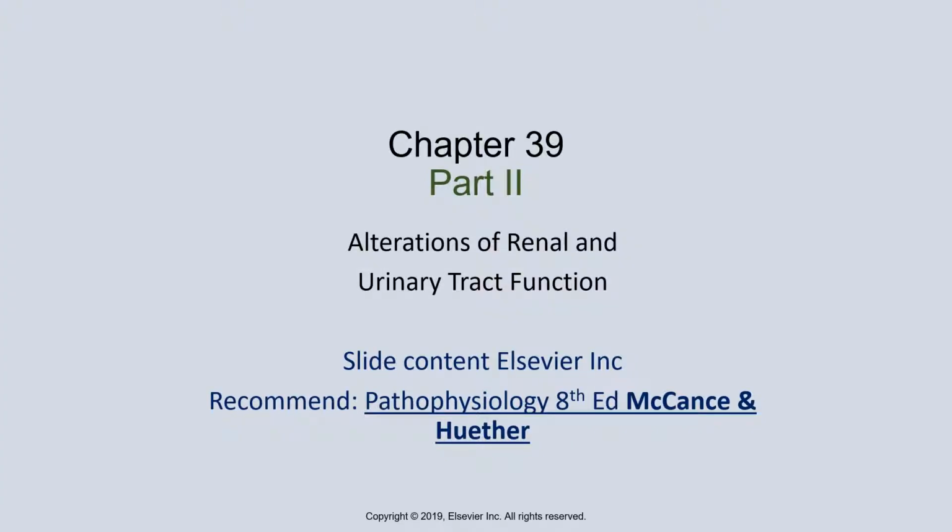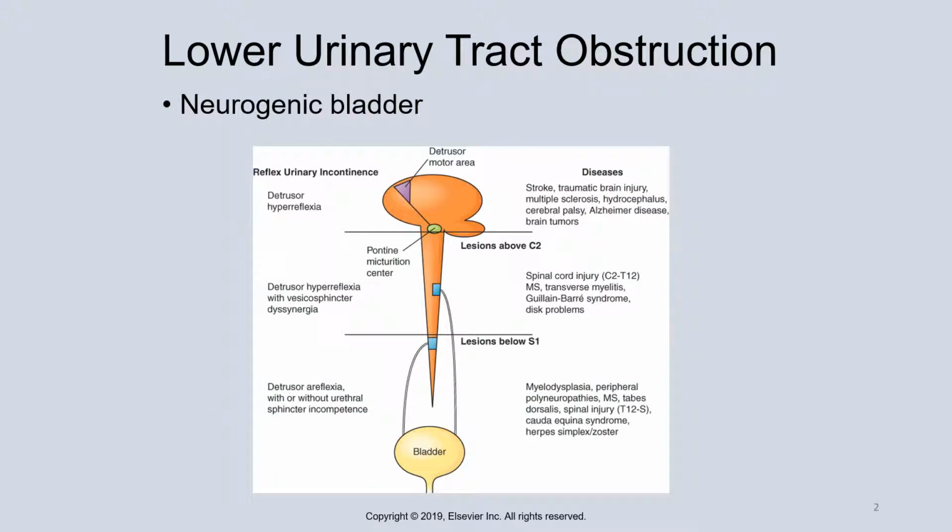Okay, this is part two, although the slide doesn't say that. It's picking up from where we left off with neurogenic bladders. So this is the neurogenic bladder diagram showing the upper motor neuron versus the lower motor neuron.